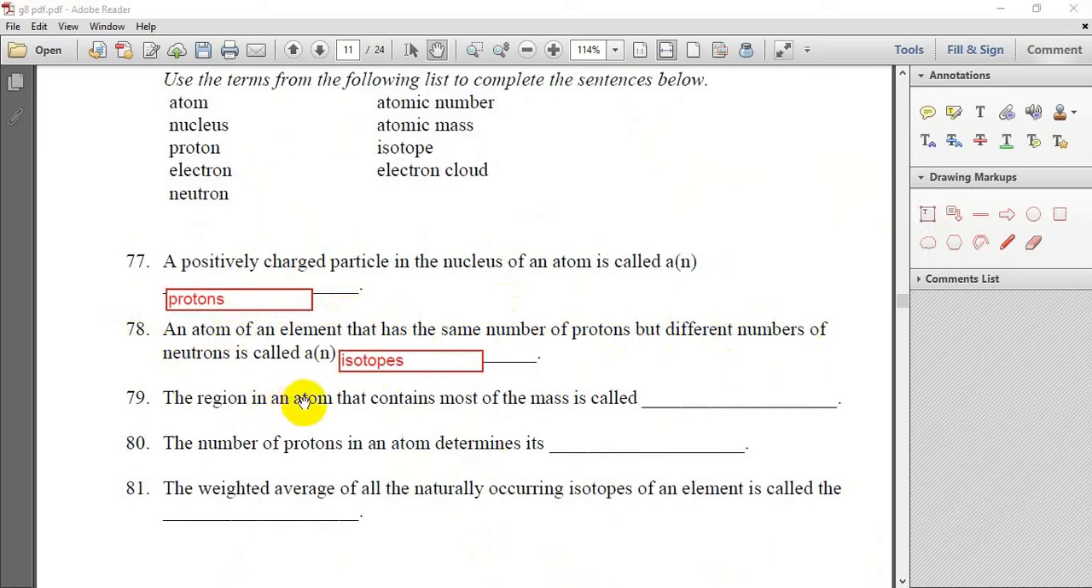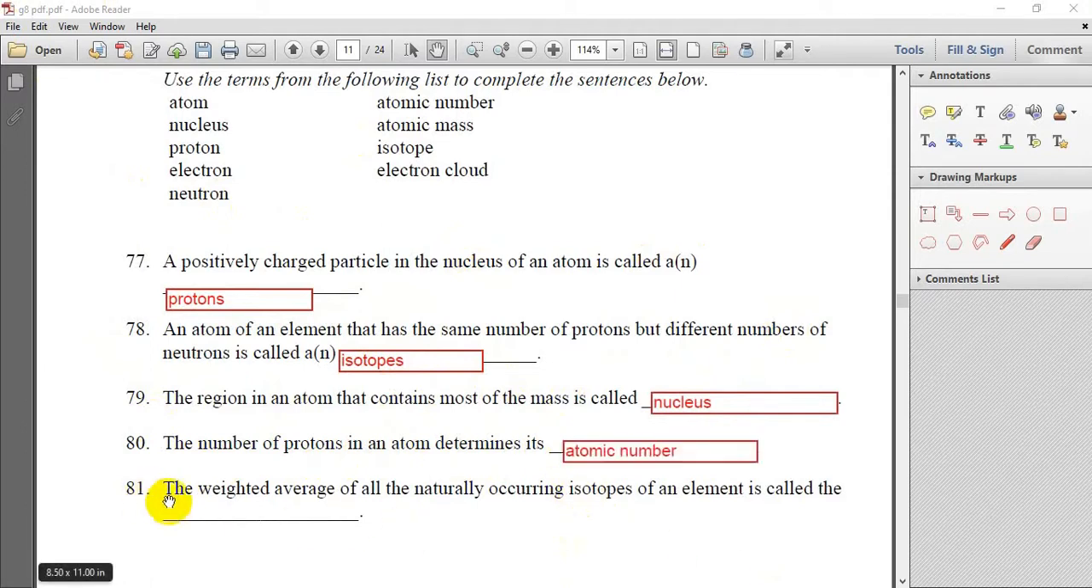The region in an atom that contains most of the mass of the atom is the center of the atom, is the nucleus. The number of protons in an atom determines its, yes, the number of protons is the atomic number. 81. The weighted average of all the naturally occurring isotopes of an element is called the mass or the weight of the different isotopes. This is called atomic mass.